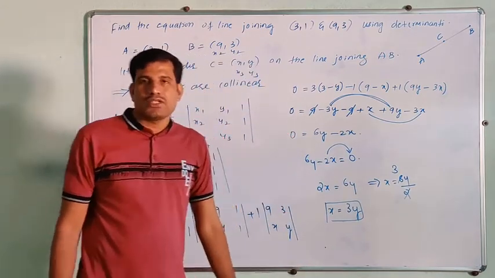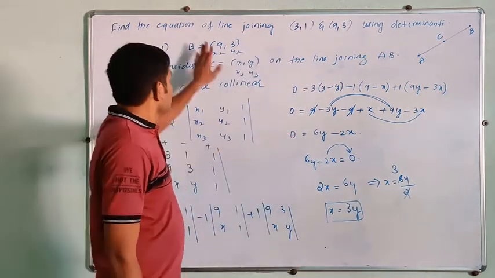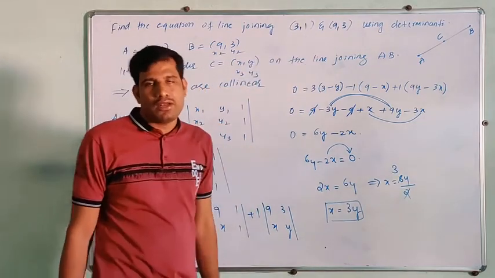This is the equation of the line joining the points (3, 1) and (9, 3).